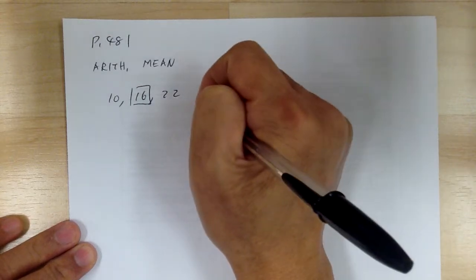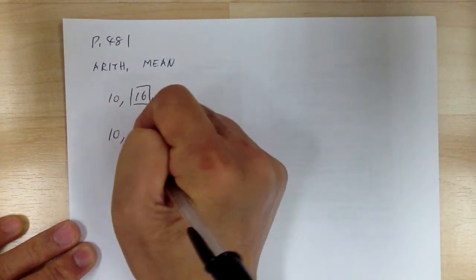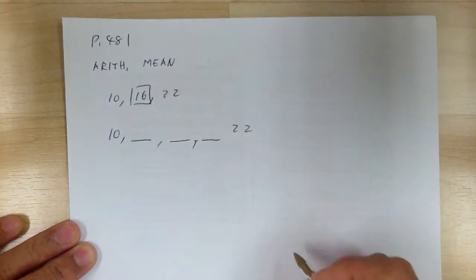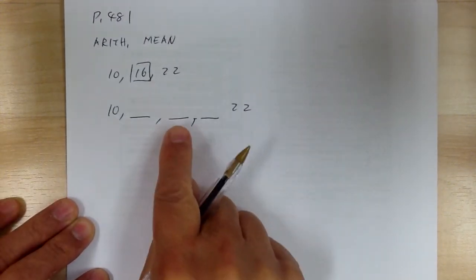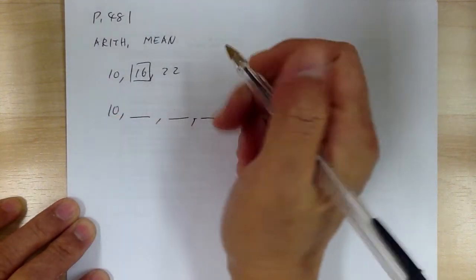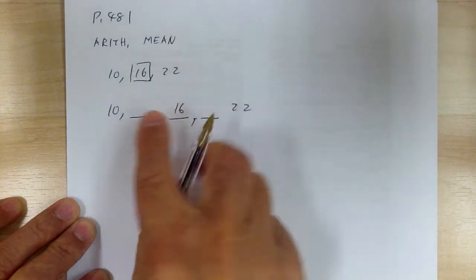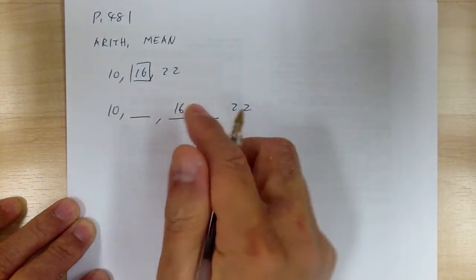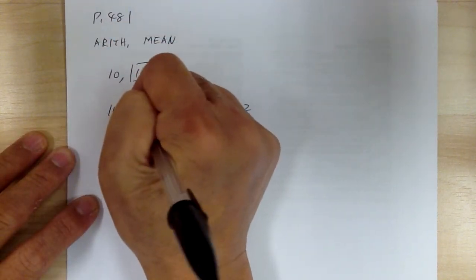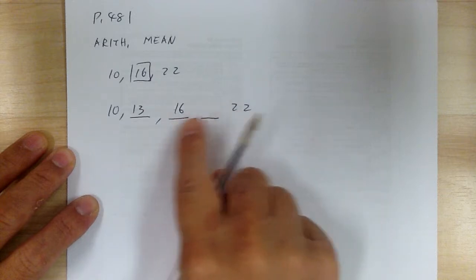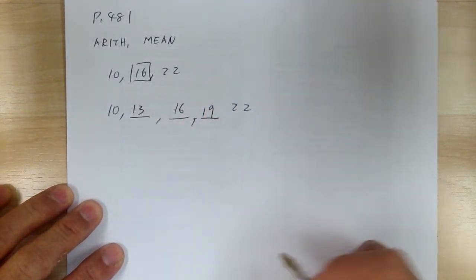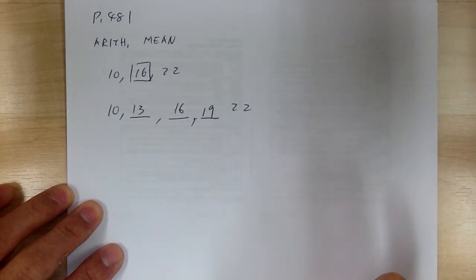So if you have the other example, like 10, you have the blank and 3 blanks over here. Again, if you're looking for the arithmetic mean, you add, then you divide by 2. And so this will give you 16. You add, and then you divide by 2, so this will give you 13. And this one, again, you add, and you divide by 2, will give you 19. So that's one way of doing it.